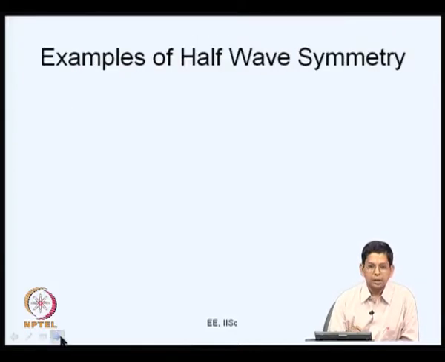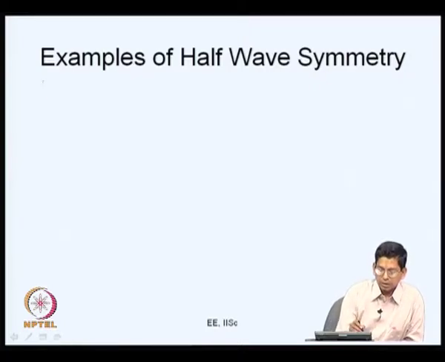Now, let us look at certain examples of waveforms that exhibit half wave symmetry. A sine wave of course has half wave symmetry, because sine of 180 plus theta is basically minus sine theta. So, all the sinusoidal waveforms, with whatever phase shifts you consider, have this property.